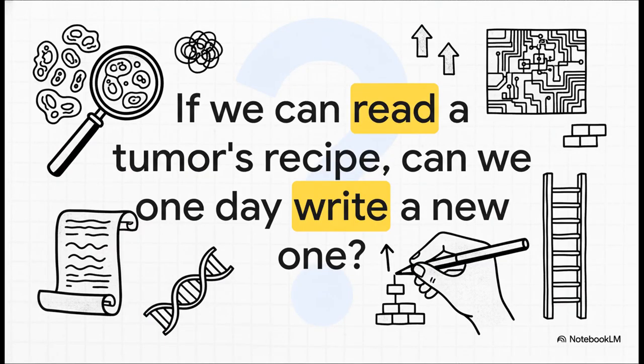Ultimately, when you step back and look at it all, by digitally unmixing these incredibly complex biological signals, we're getting a view of cancer that's sharper and more detailed than we've ever had before. We are going from that blurry, averaged-out photo to a high-definition map. Which leaves us with one last, really powerful question. If we're getting this good at reading a tumor's secret recipe, how long will it be until we can start writing a brand new one?